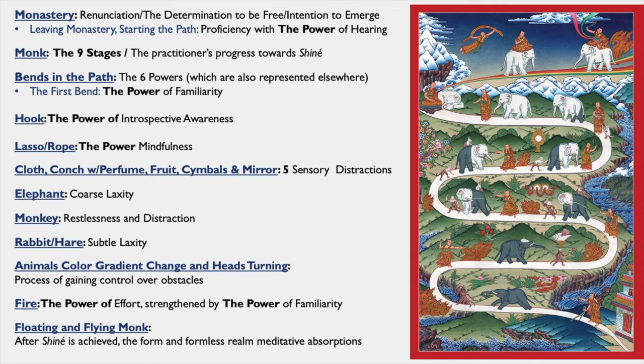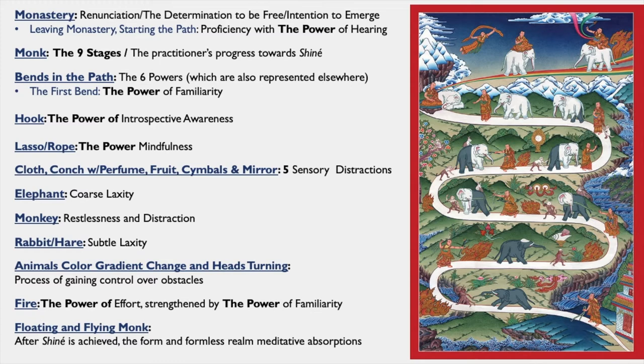So we looked at this image, which describes the whole process. At the bottom, the monastery represents renunciation, the determination to be free, the intention to emerge. Leaving the monastery, starting the path, represents proficiency with the power of hearing. The monk is ourselves at each of the 9 stages, the practitioner's progress towards Shine. The bends in the path represent the 6 powers, the first bend being the power of familiarity.